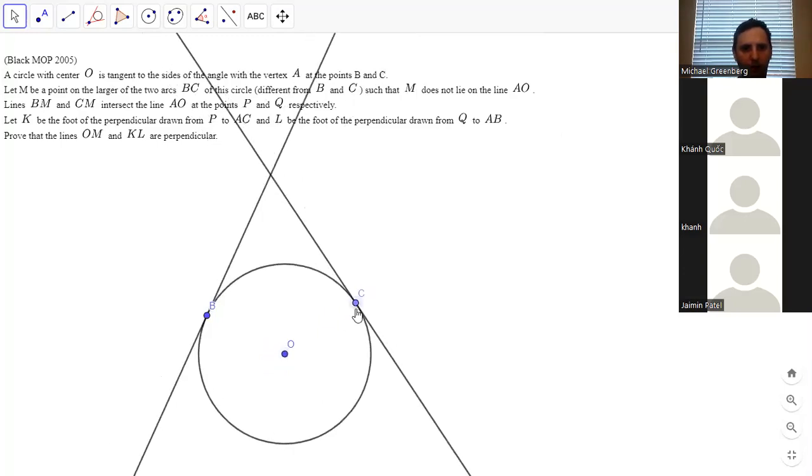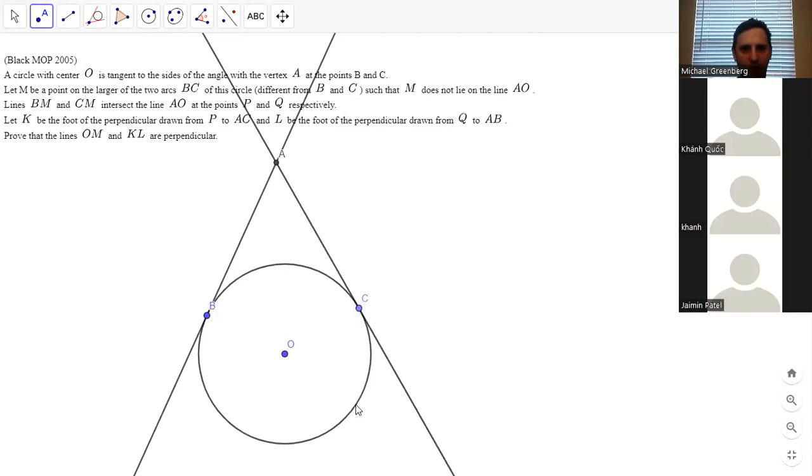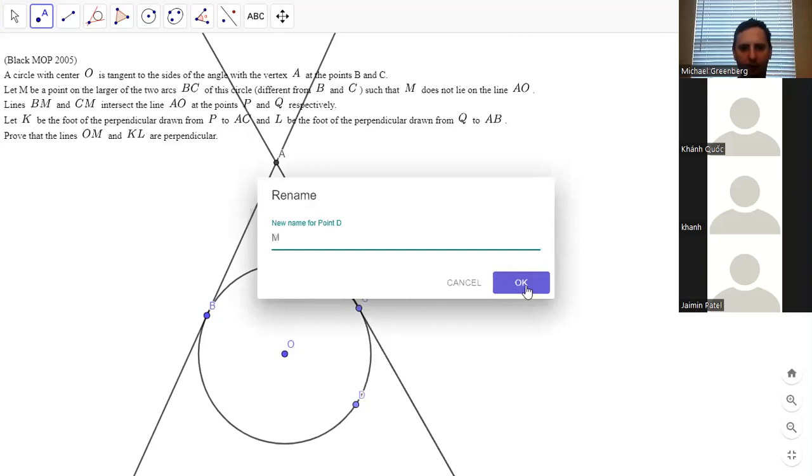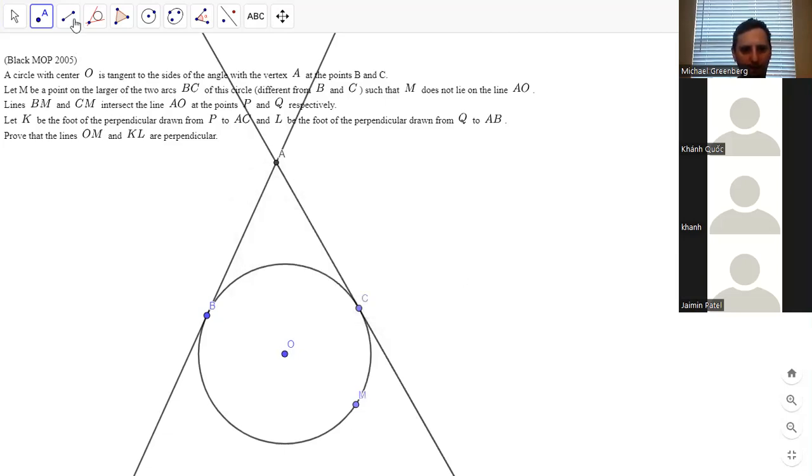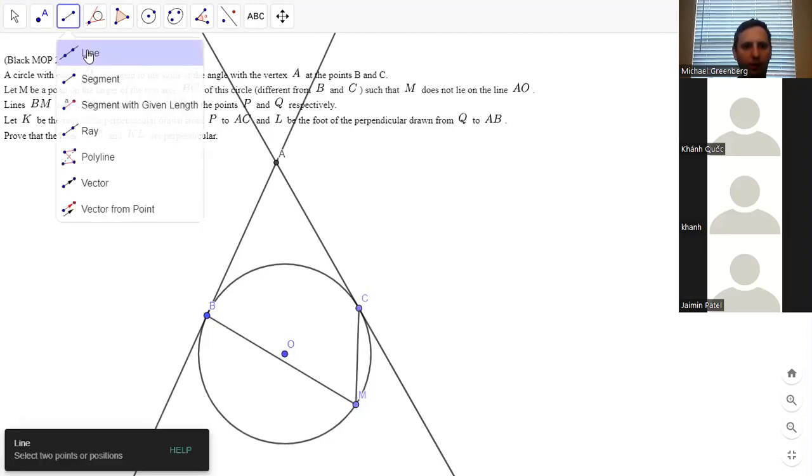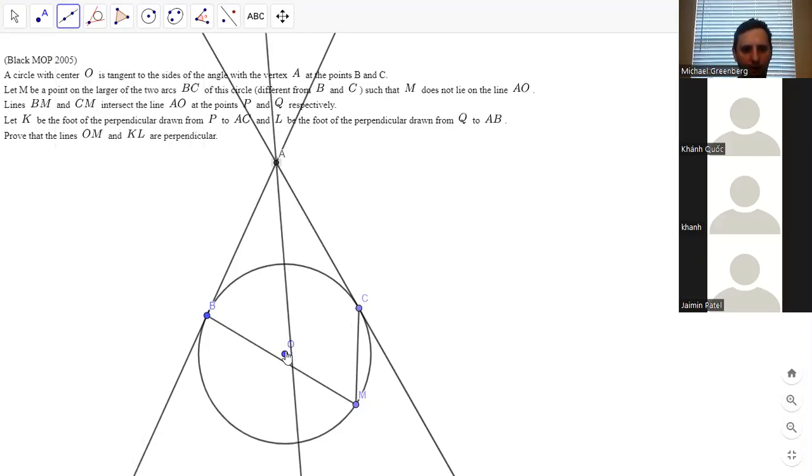So that's point A. And M is any point here. And then BM and CM, we try to see where it intersects AO. The larger arc BC. Okay, so we want to draw the line AO. This looks like just a bunch of harmonic quadrilaterals, I think.